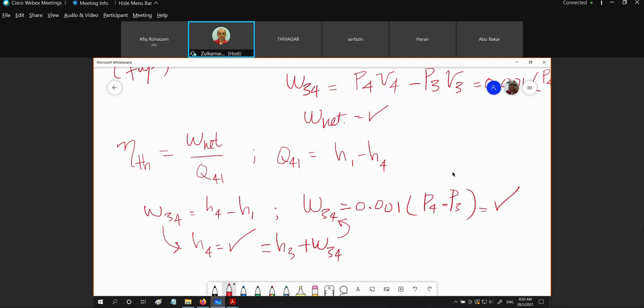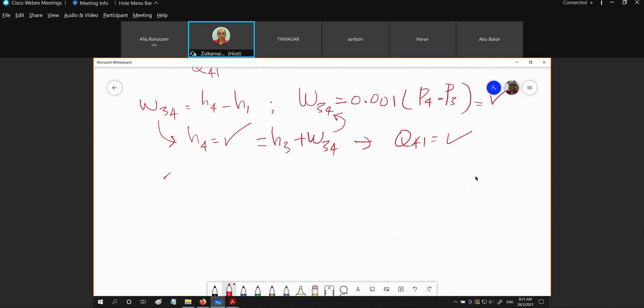Okay, so when we have solved the H4 through that equation, then what we could get right here is your Q41. Once you have your Q41, then you can determine the thermal efficiency. Meaning that we are going to determine all the enthalpies. You see, you have 1, 4, 3, and also 2. To get the W turbine, we need the 2. So in other words, before we can determine the thermal efficiency, we need to get all the enthalpies: 1, 2, 3, and 4.